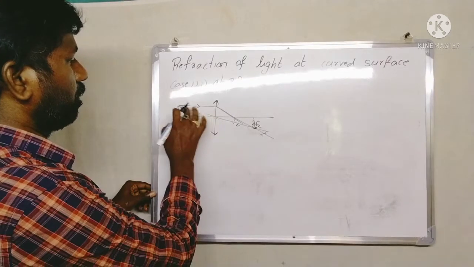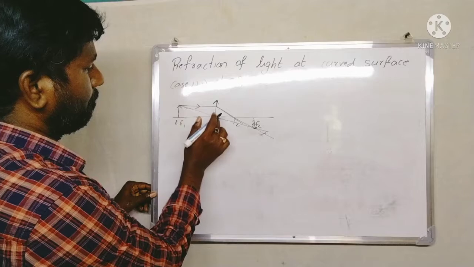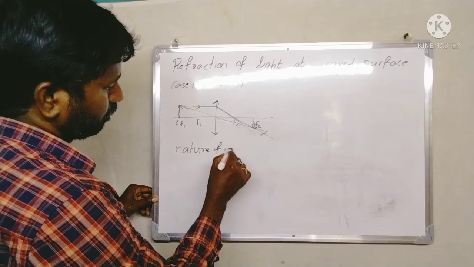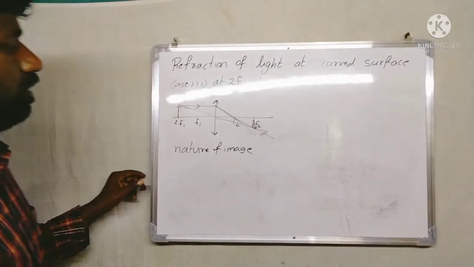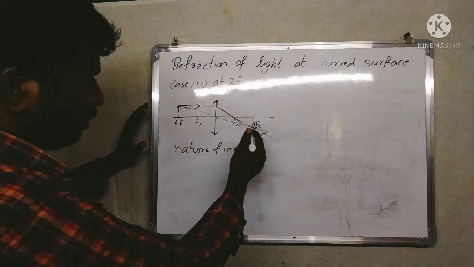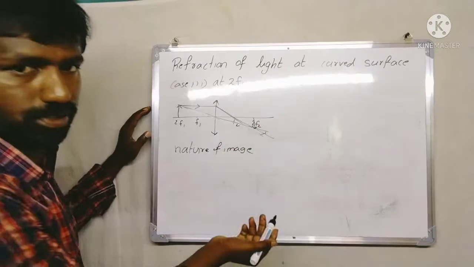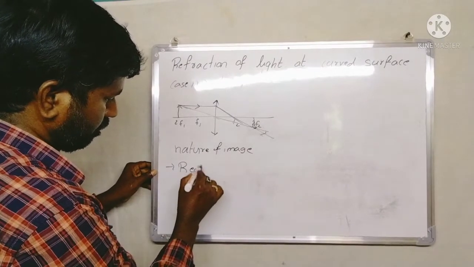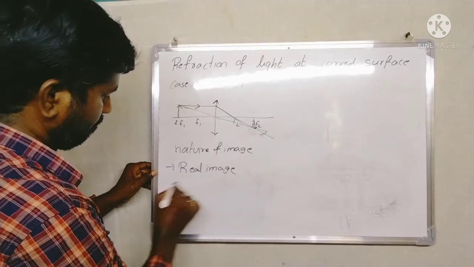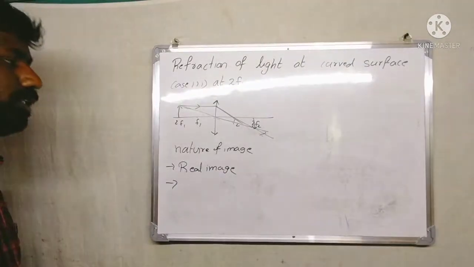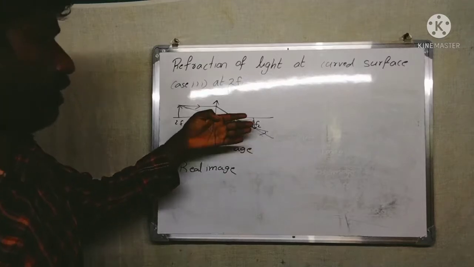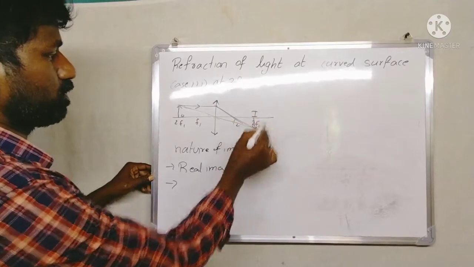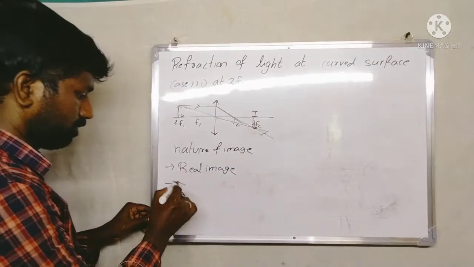Now write the nature of the image. So we got the image, a real image first of all. Why? Because the refracted rays are directly meeting. Next one, where is the position of the image and what type of image is that? The object is here, and we got the image below the principal axis. It's nothing but an inverted image.